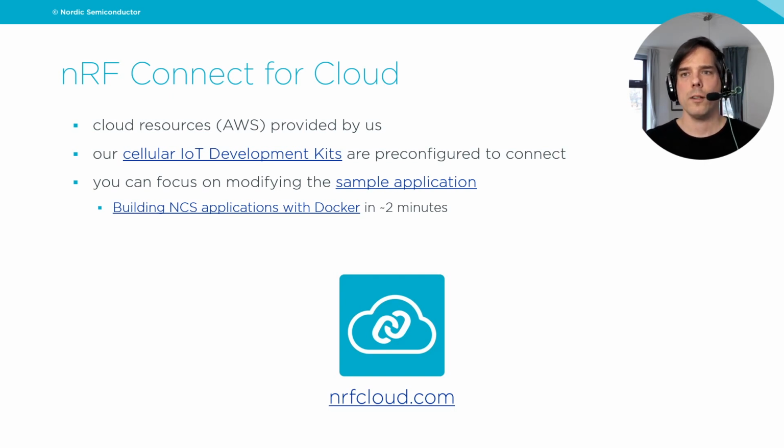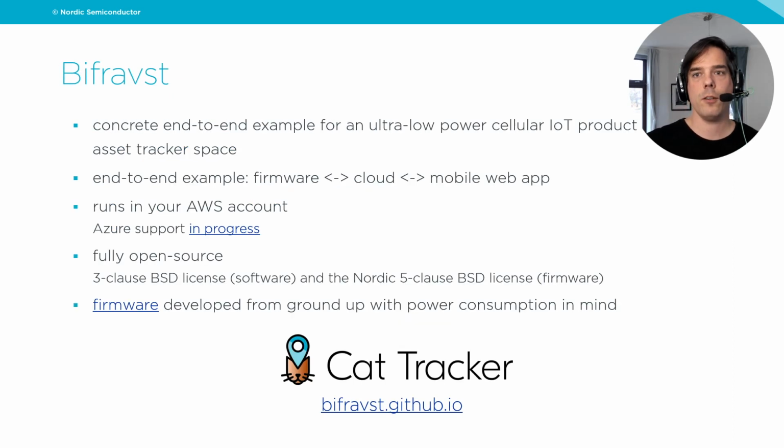However, if you want a little bit more flexibility, and even want to run it in your own cloud, we have Bifrost. This is a project I started a year ago and is now being incubated into an official Nordic product. So this is happening in the next month. However, already today we provide a really concrete end-to-end example of an asset tracker, a cat tracker, on AWS, including a firmware that's optimized from the ground up for ultra low power and using smart decisions on the device to decide when to send data.